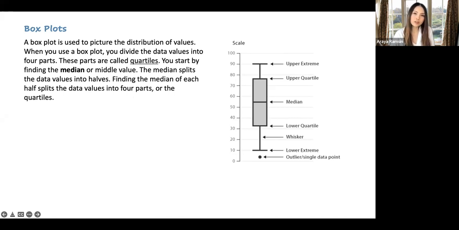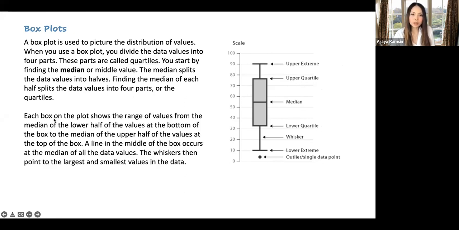And here's the anatomy of a box plot. Here is the upper extreme, upper quartile. This one is called median, lower quartile, whisker, and then lower extreme. Sometimes you may have outliers or single data points too.